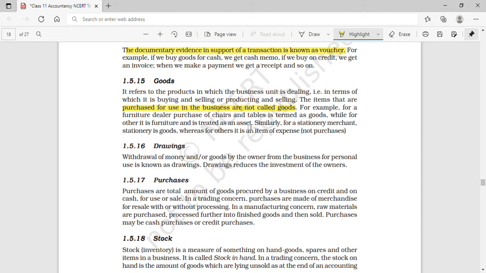Even for stationery, if I'm a stationery business, as they have mentioned, if I'm going to sell stationery, the stationery is my goods. But if I'm a real estate company and I'm buying stationery to give to the employees for using it, it is not goods, it's just an expense.